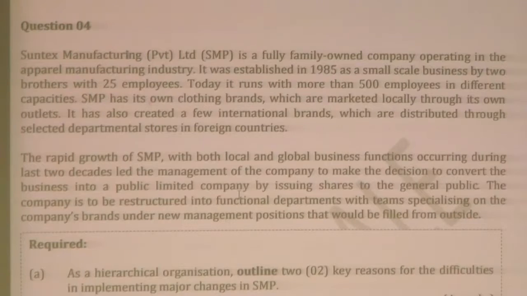In different capacities, SMP has its own clothing brands which are marketed locally through its own outlets. They have their own outlets. It has also created a few international brands which are distributed through selected departmental stores in foreign countries.